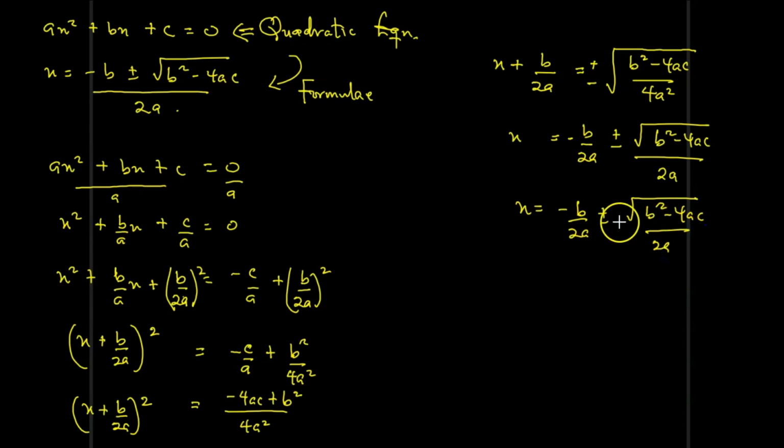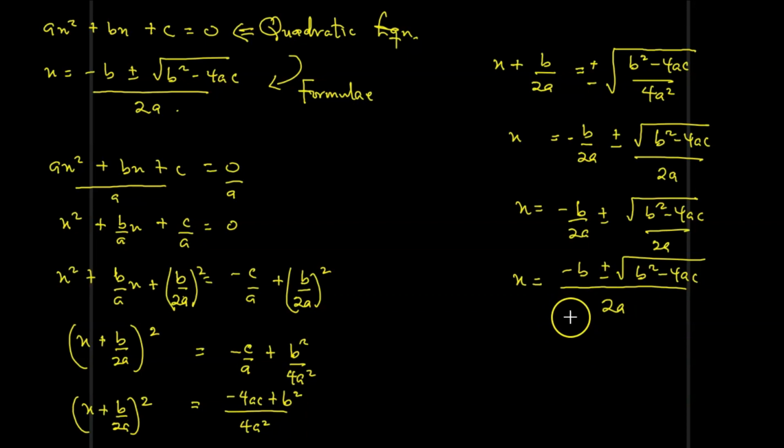But we can merge these two fractions because they have the same denominator, and therefore merging it, x will finally be, with common LCM which is 2a, minus b plus or minus the square root of b squared minus 4ac. So my dear students, this is what we call the almighty formula, which is used to solve quadratic equations.